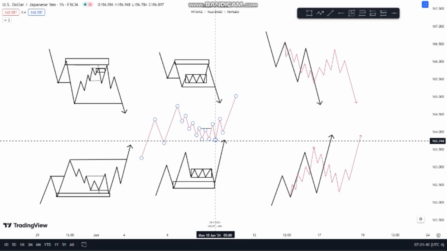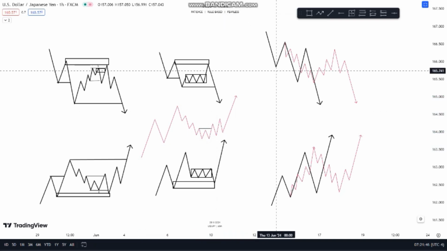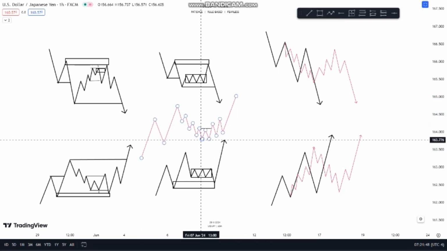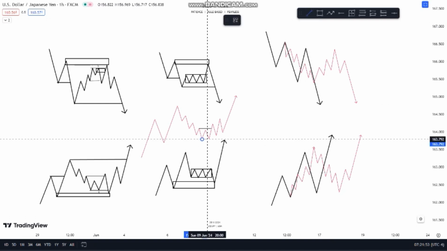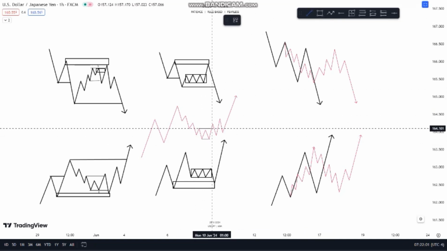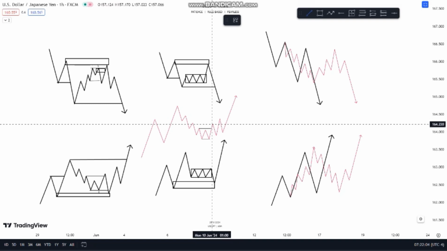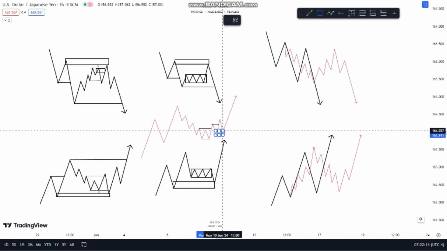But let's say, assuming price didn't swipe this liquidity below, what you have to wait for after the first break, which is the change of character, is the second break, which is the break of structure, confirming that this trend has fully changed from bearish to bullish. This is where you will now enter your trade.